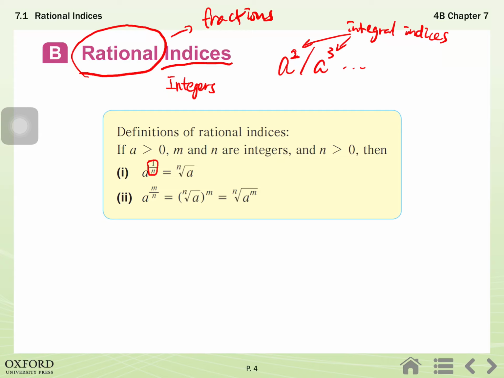So the definition of rational index is like this: a to the power 1 over n is actually the nth root of a.